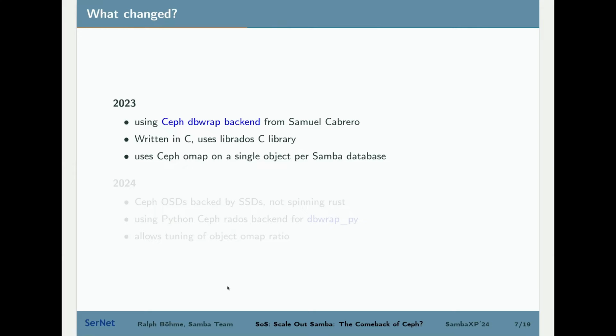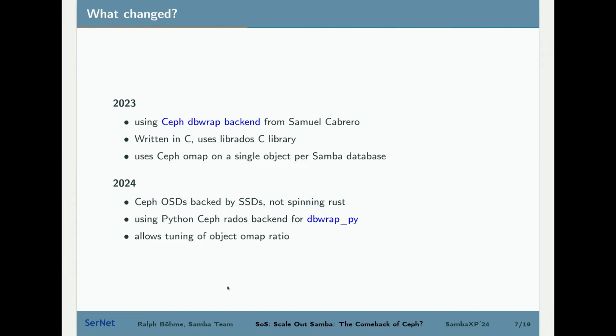He wrote a proper, fully functional working backend in C that would talk to Ceph RADOS and can then be used as a database key value store with Samba. For some reason, with the specific approach chosen in the code, which is briefly touched on here in the third point, where we were using a Ceph OMAP on a single object per Samba database, this turned out to not really work at all.